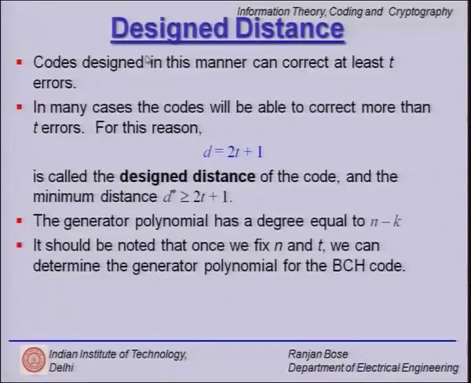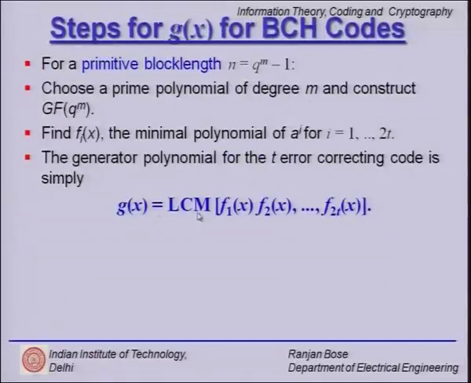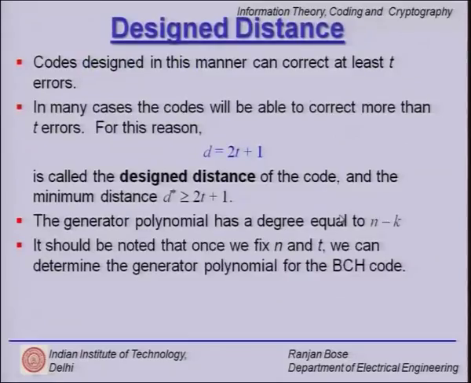Please note that the design distance is t. So, the g of x so designed will guarantee that it will correct at least t errors. It can be over designed, it can end up correcting more, but this minimum number of errors we can always correct. We will look at some examples, and therefore, t is called the designed distance. So, d equal to 2t plus 1 is called the design distance of this BCH code.